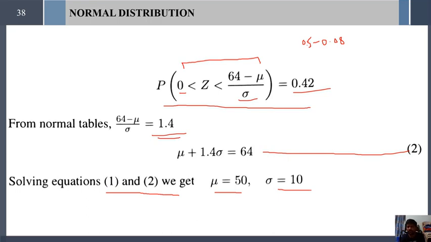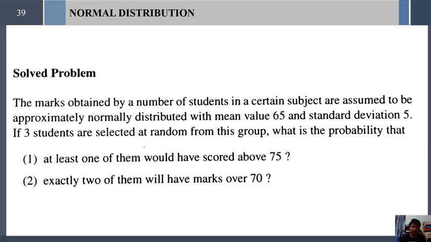Actually, it may be some point value like 49.95, 49.8, 49.6, and that can be rounded up to the nearest integer. Therefore, we can represent the mu value and the sigma value approximately also. And next, we are going to see another problem.